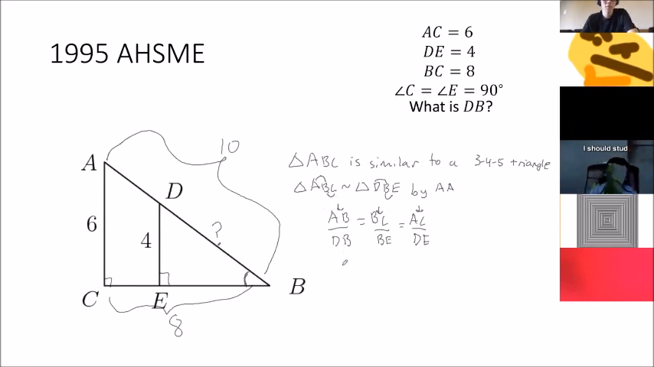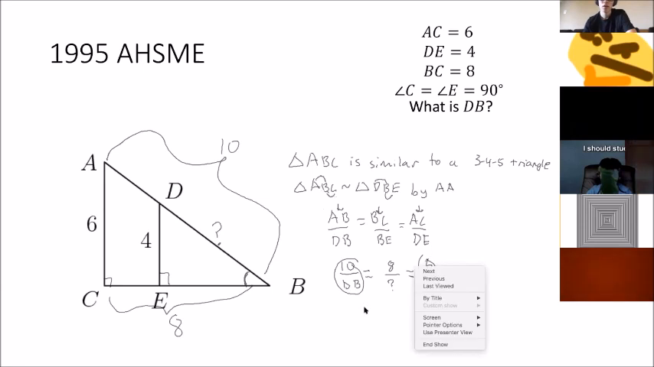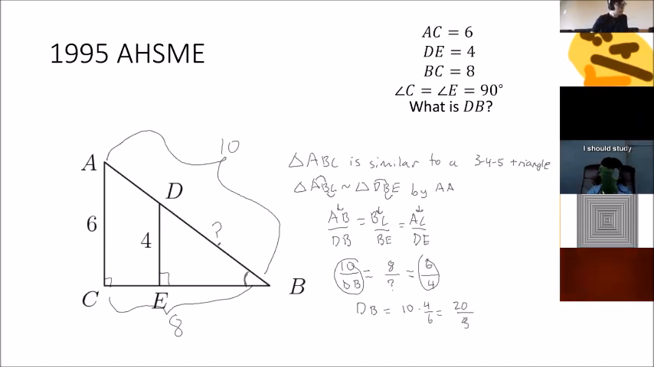So if we try and fill out what this is, we get AB is 10, DB we don't know. DB is what we want to find. BC is 8, and BE, we don't know what BE is. And AC is 6, and DE is 4. So we actually like these two terms a lot. So this gives us that DB is equal to 10 times 4 over 6, which is 20 over 3. So 20 over 3 is our answer.